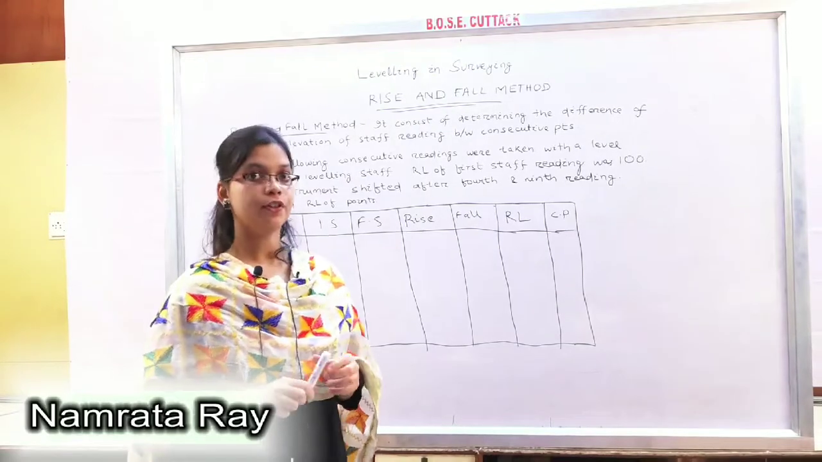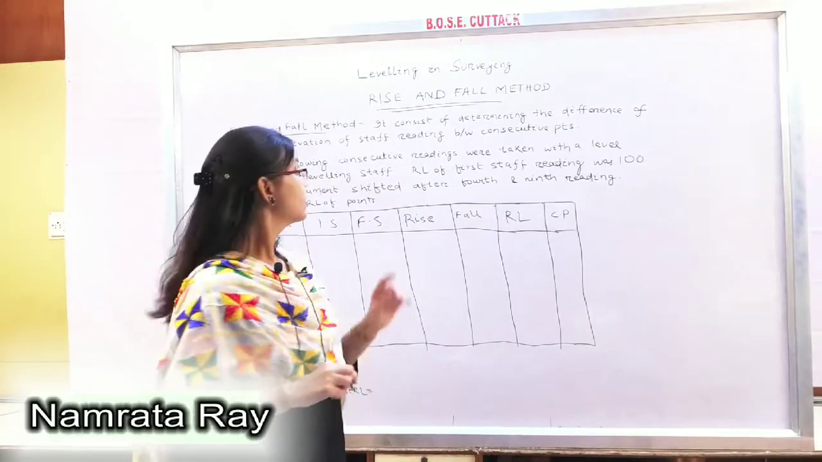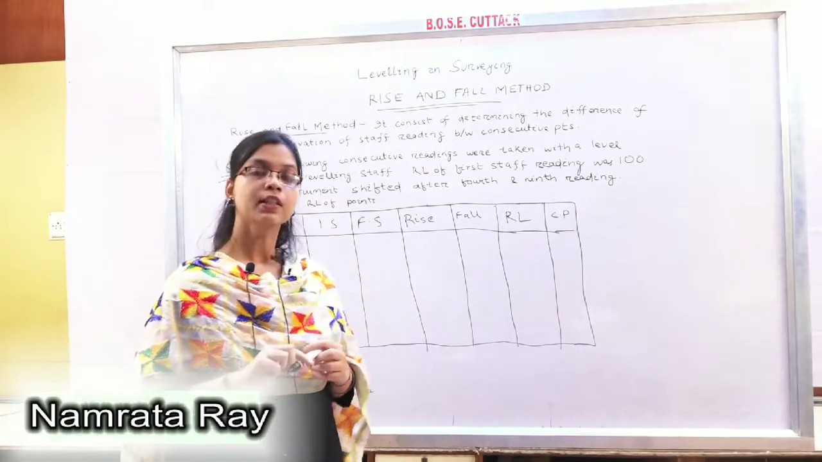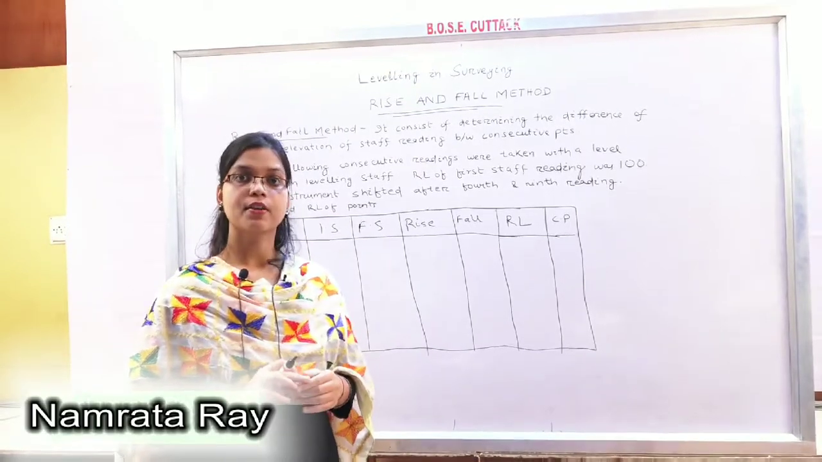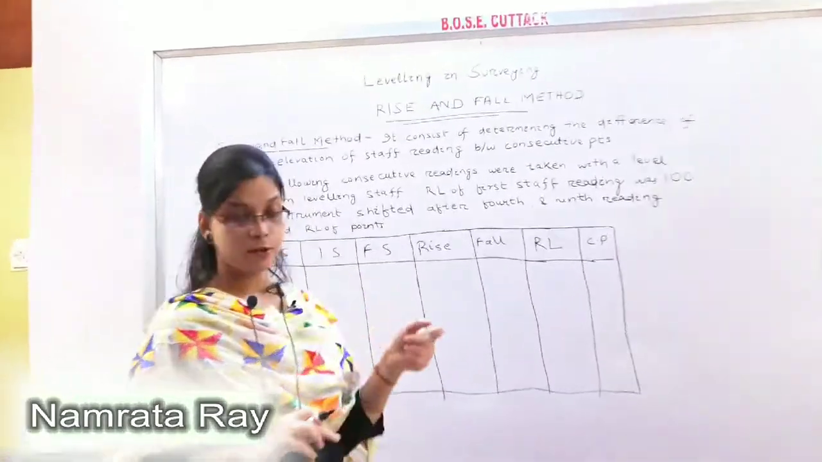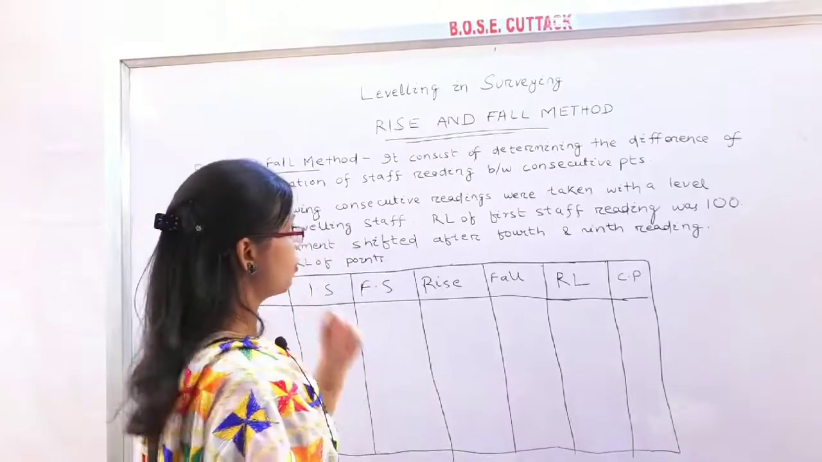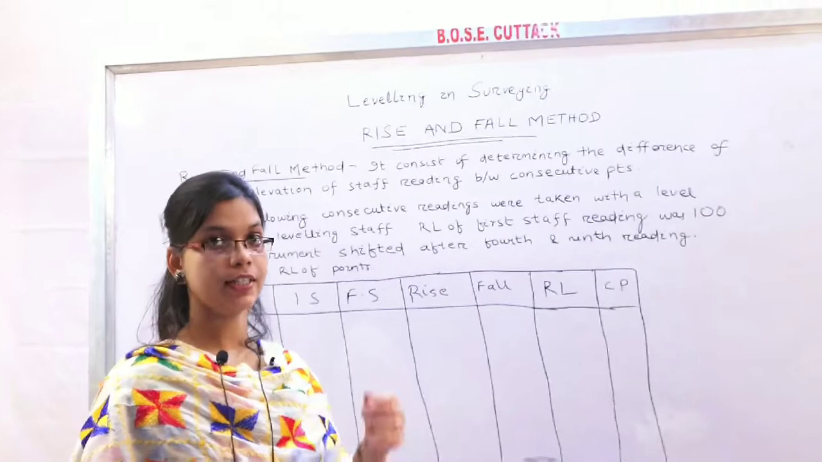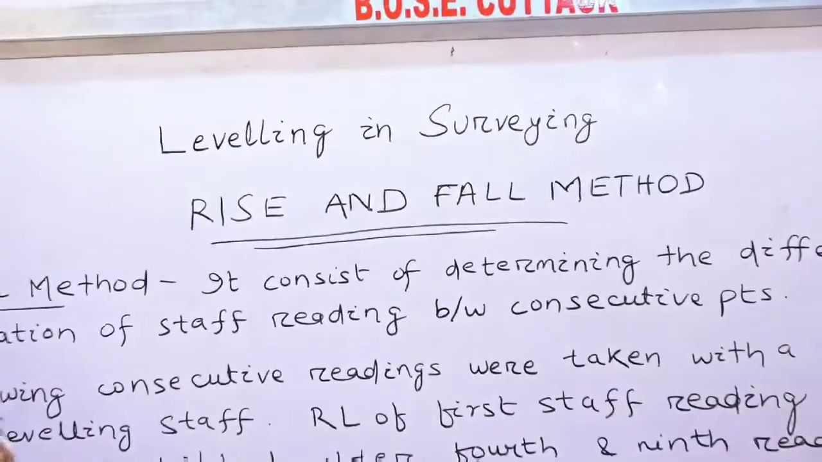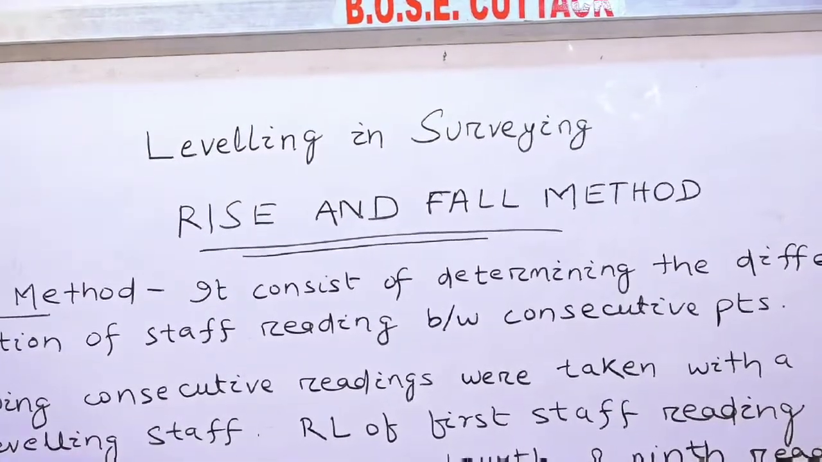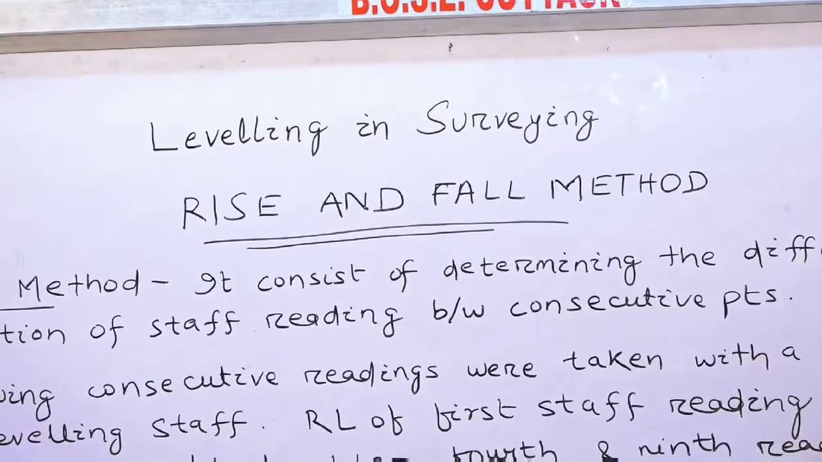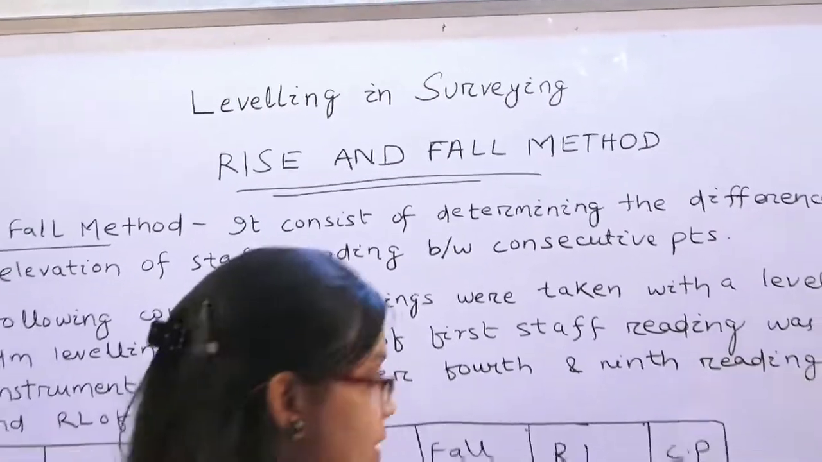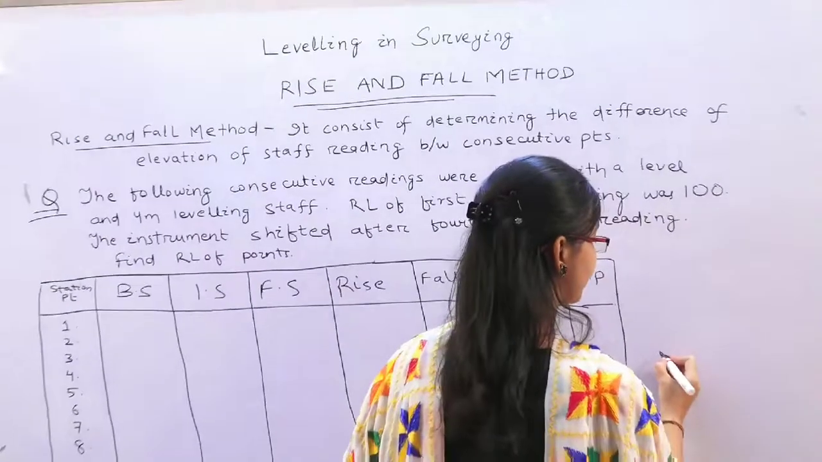In my previous video, you can see I have done leveling and surveying, where I told the basics of leveling. In this video, I am going to solve a problem and find the reduced level of different points by using the rise and fall method. Before going to this method, I will explain the basics again a little bit.